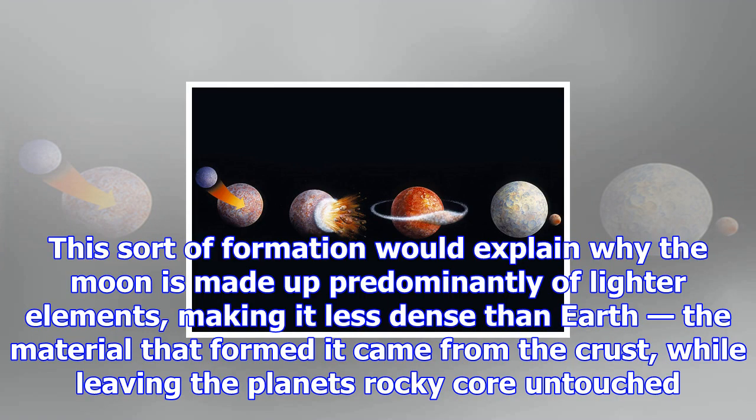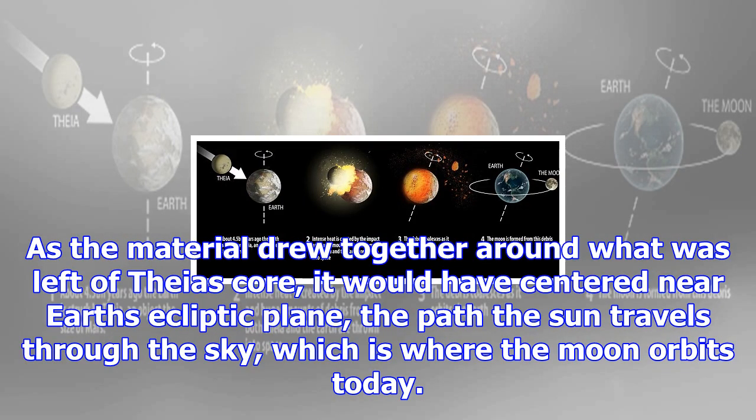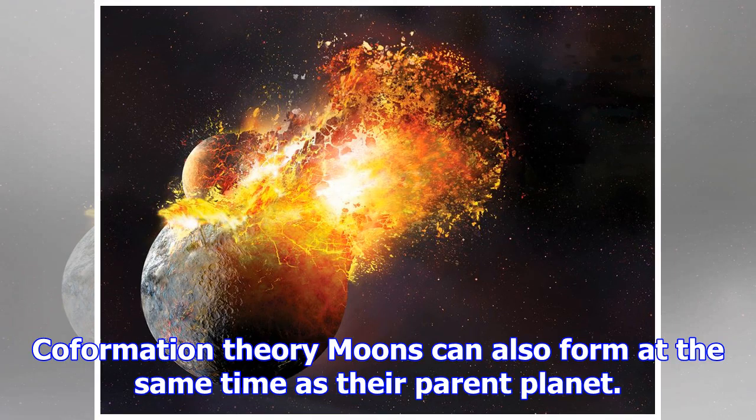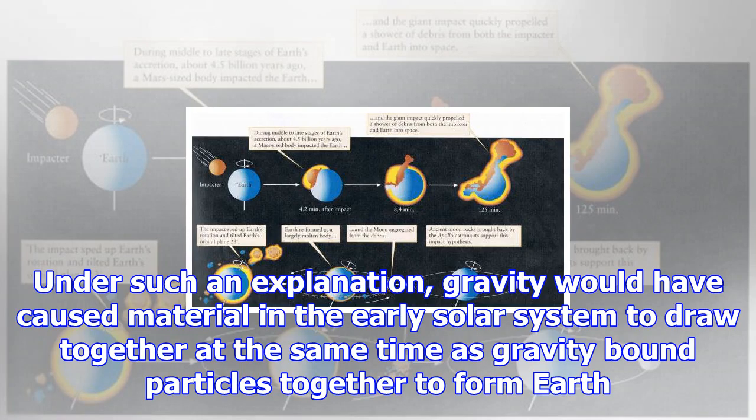This sort of formation would explain why the moon is made up predominantly of lighter elements, making it less dense than Earth. The material that formed it came from the crust, while leaving the planet's rocky core untouched. As the material drew together around what was left of Theia's core, it would have centered near Earth's ecliptic plane, the path the sun travels through the sky, which is where the moon orbits today.